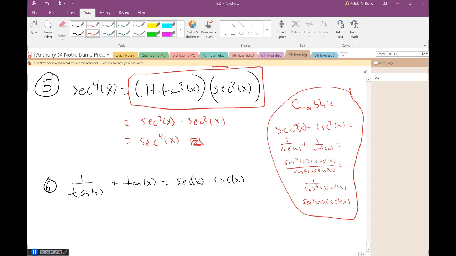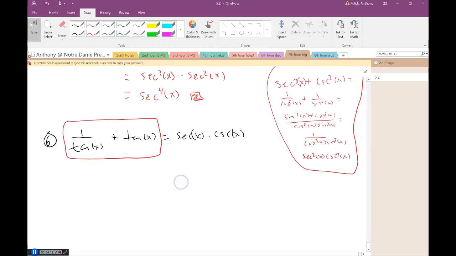All right, so let's try this one. Hopefully you decided to try to work on the left-hand side here. First thing I notice is 1 over tangent is just cotangent. And then I'm out of good identities to use, so I'm just going to write this in terms of sines and cosines. And then we'll make a common denominator here.